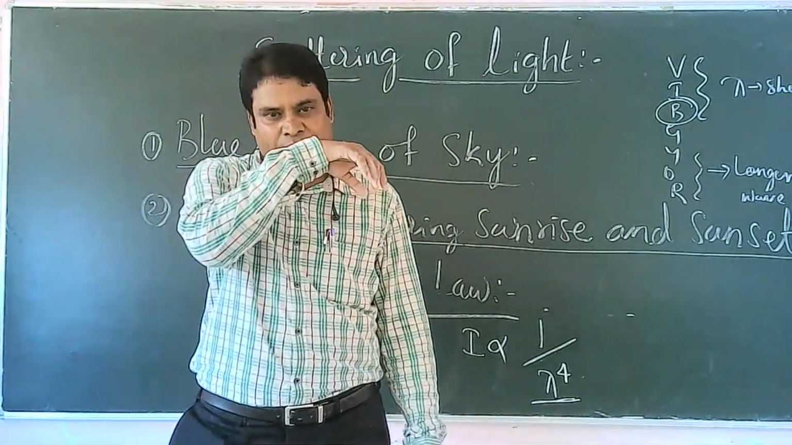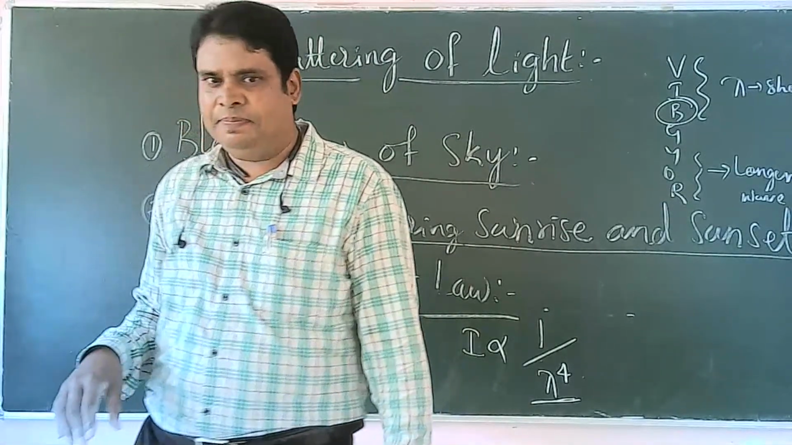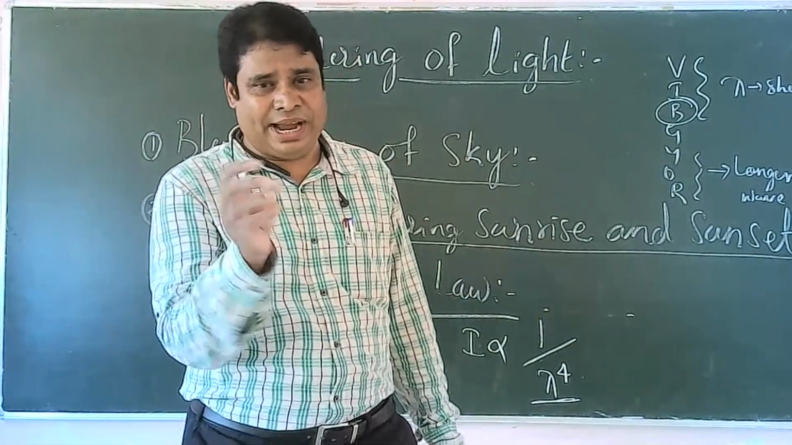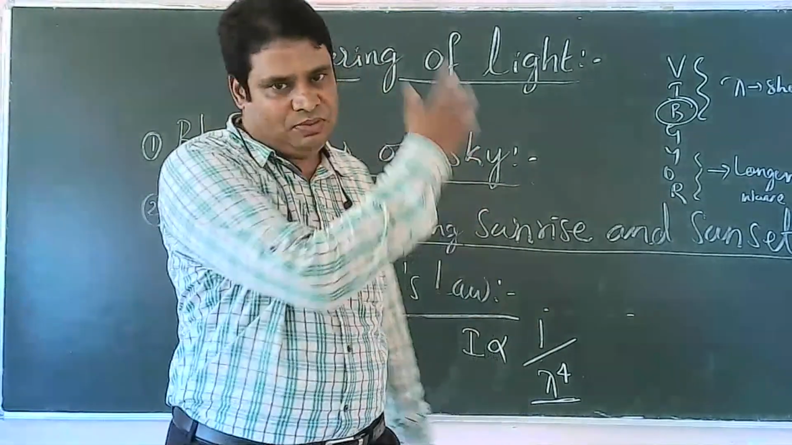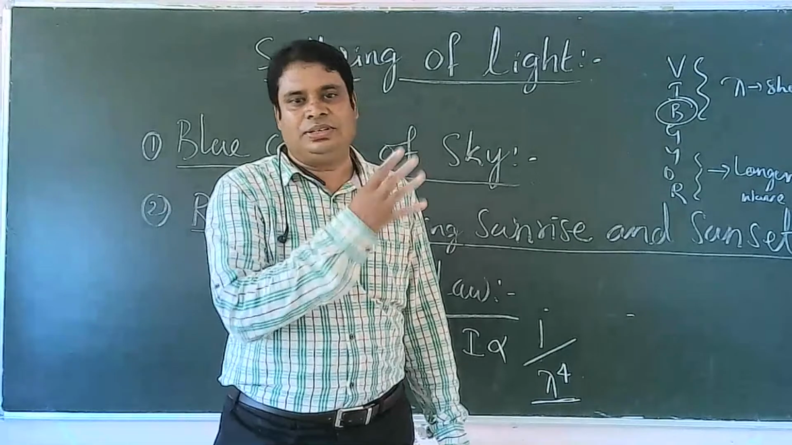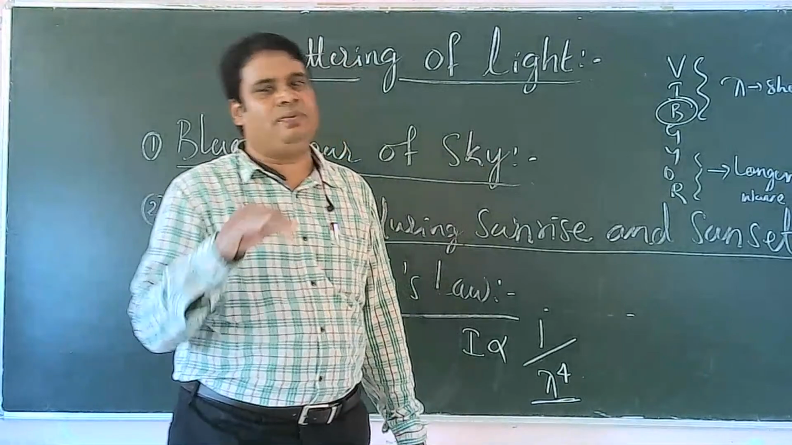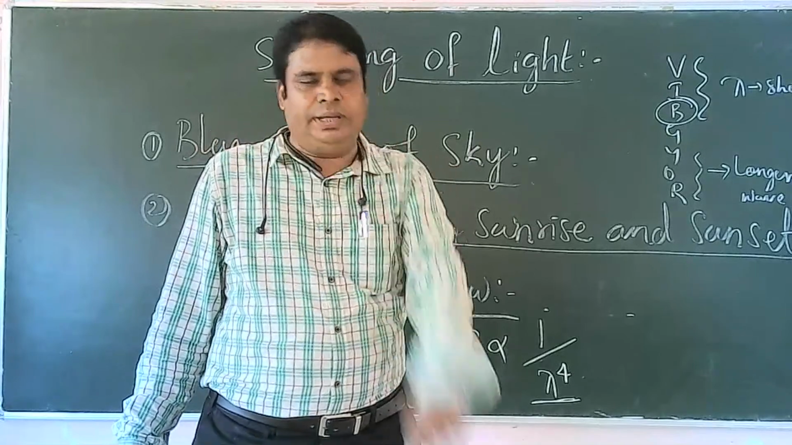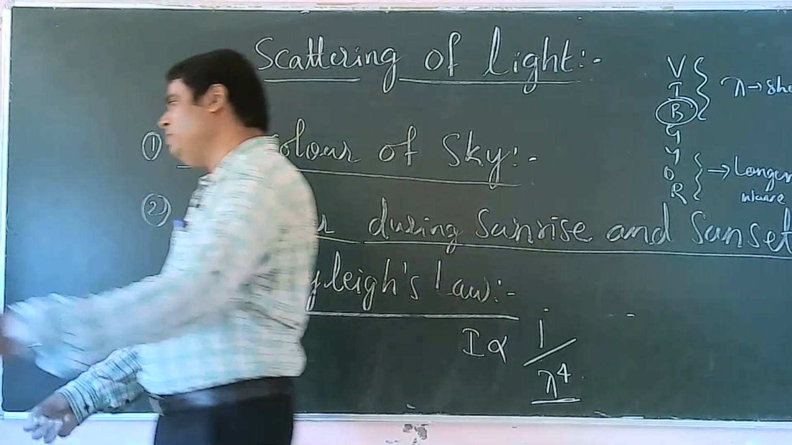Then we can also explain white color. If the size of the particle, the scatterer which scatters the light, is quite big, all colors are scattered equally without difference. Hence we observe white clouds also. These white clouds are due to scattering of all colors equally. Hope you understand. This is all about scattering.